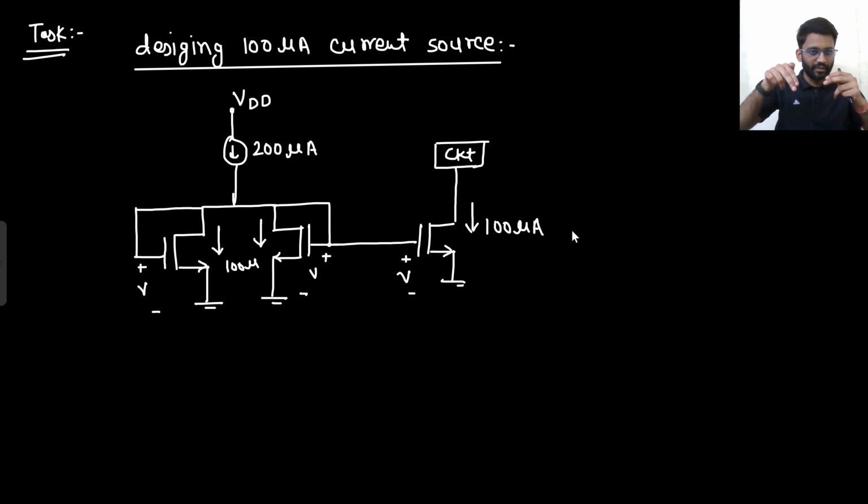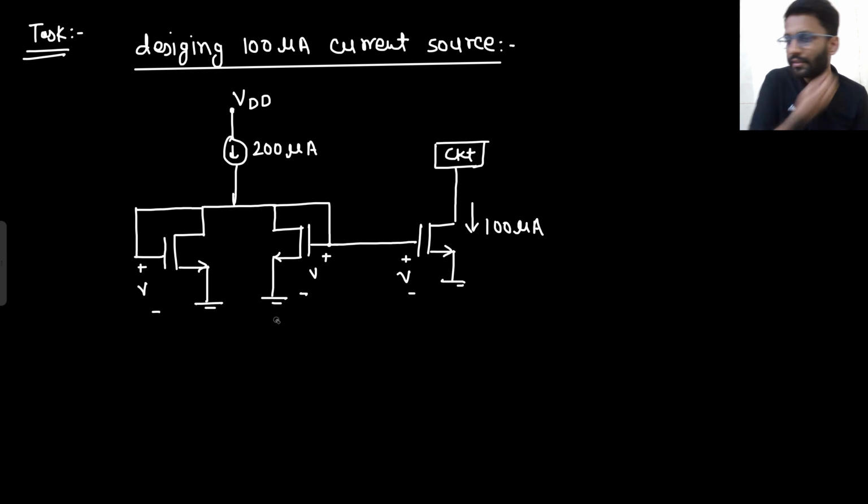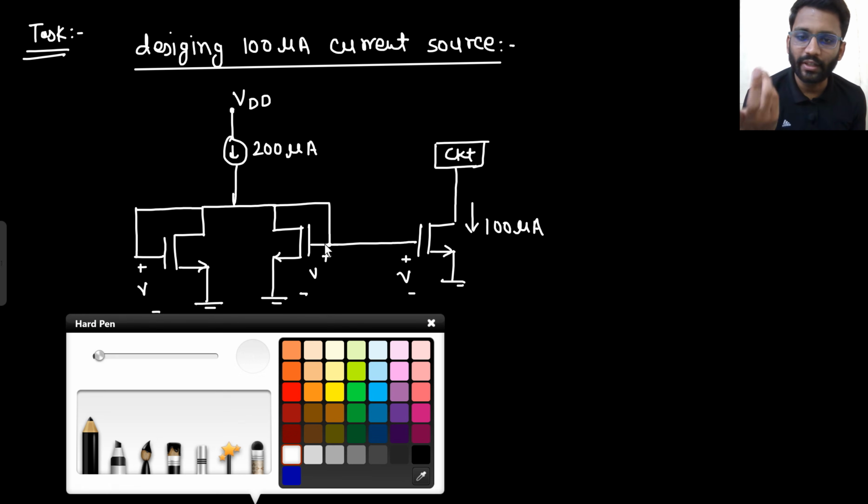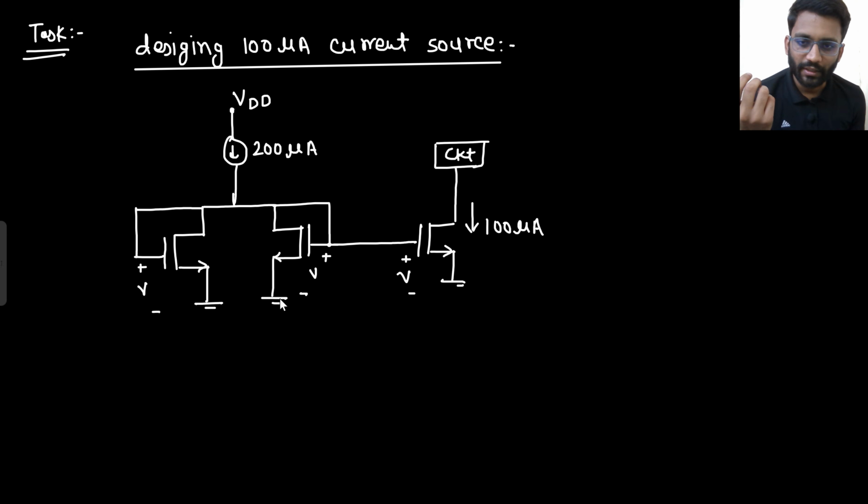If 100 microampere current is flowing, that means there will be a voltage V developed across them. Both of them will have the same voltage. Why? Because both are having the same current. Or better, I should short circuit their voltages, or it is already shorted actually. If this is 0, this is V, then this will be V only. Both have the same voltage already.